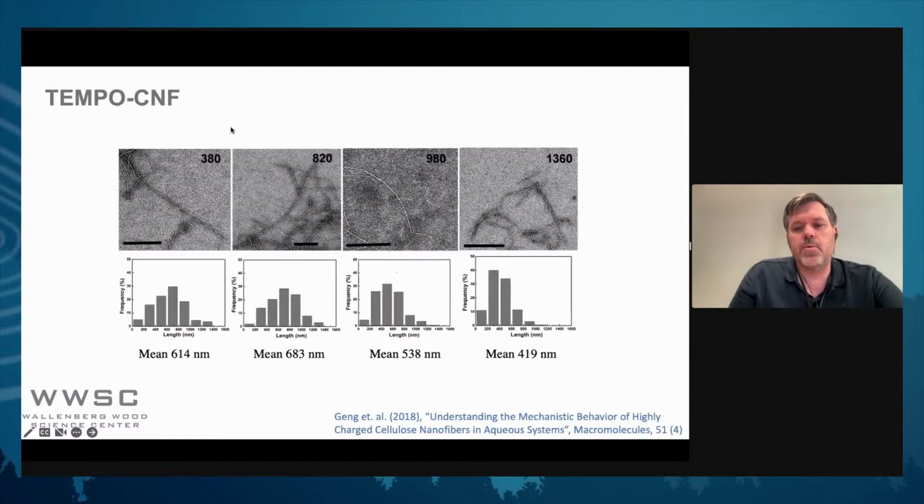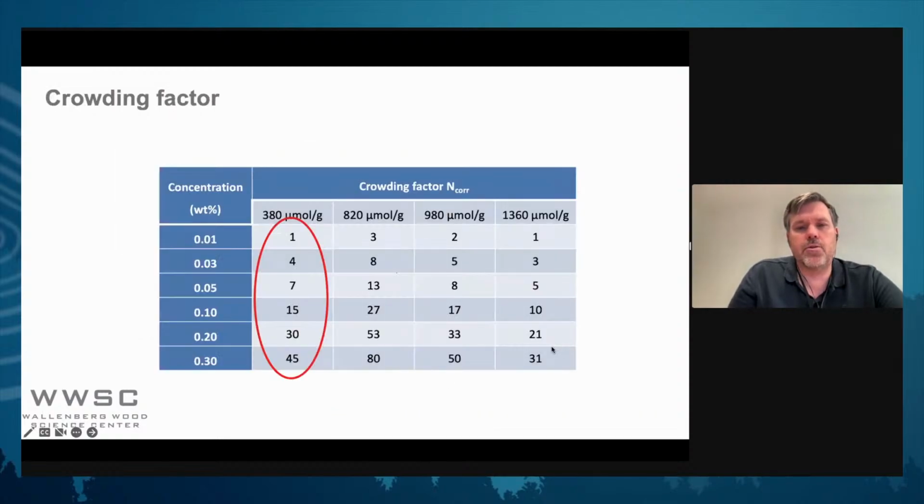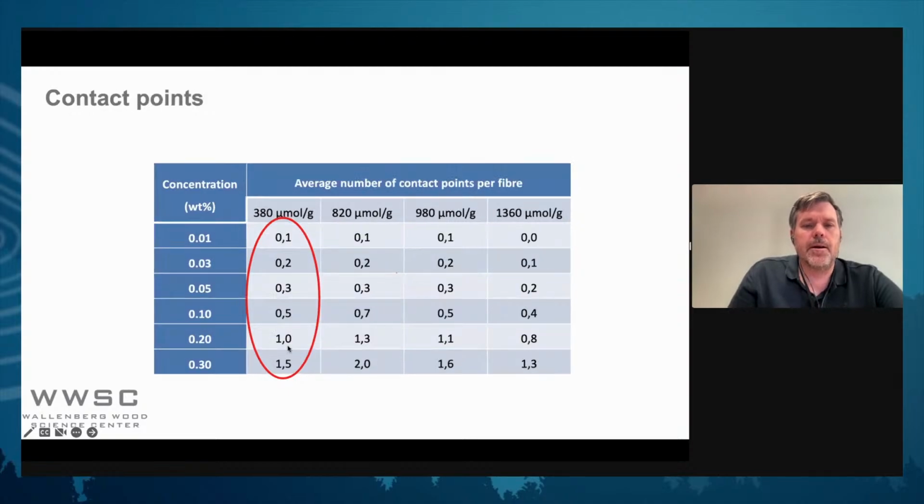We can then start to evaluate what about this with contact points. So we have done all of the experiments you saw with TEMPO CNF, where the length distribution was calculated. So we have mean lengths of fibers. We get the dimensions both from scattering techniques and by measuring with AFM. You can start to estimate crowding factors. And for the system that we saw from the rheology measurements, we have a crowding factor going from 1 to 45. And contact points, there are never more than 2. So the system still is very, very low in contact. So why do we have a network system if we have too few contact points?